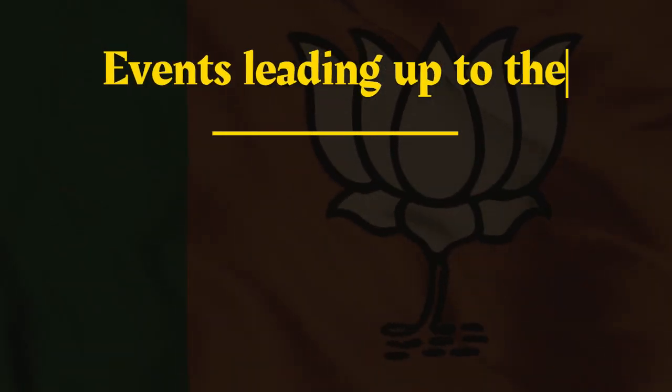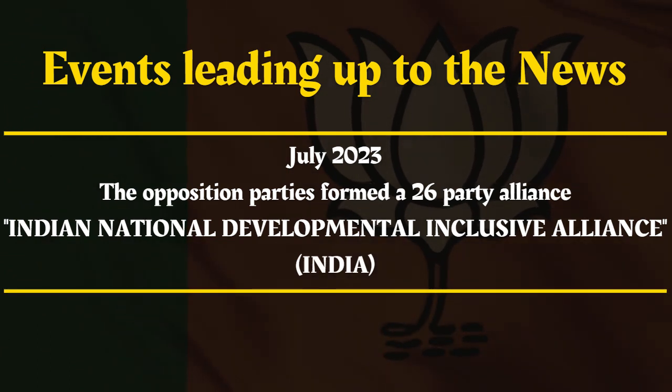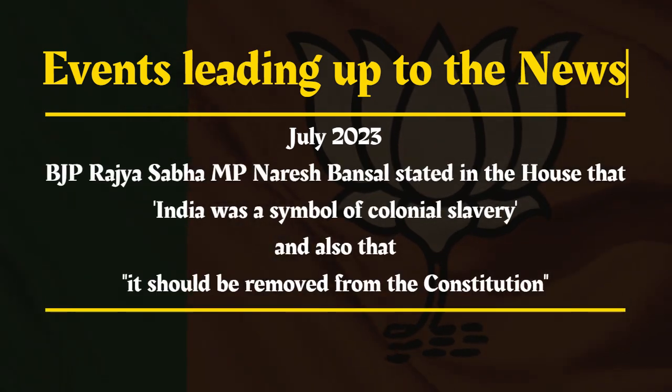July 2023. In a bid to overthrow the Modi government in the upcoming elections, the opposition parties formed a 26-party alliance called the Indian National Development Inclusive Alliance, the acronym being INDIA. For very obvious reasons, this did not sit well with the ruling party, which called the group a corrupt and self-serving entity. In July 2023, BJP Rajya Sabha MP Naresh Bansal stirred the issue in the Rajya Sabha by stating that India was a symbol of colonial slavery and should be removed from the Constitution.